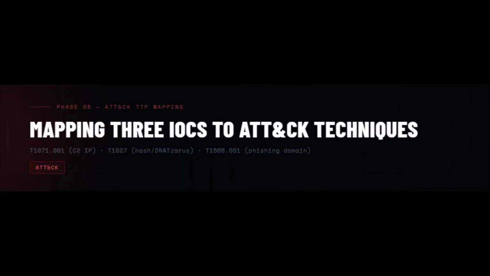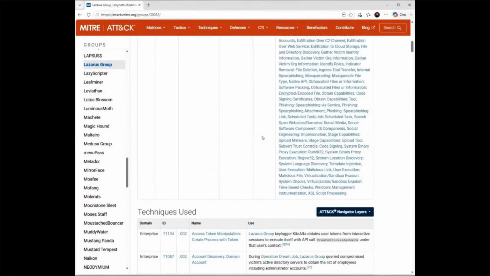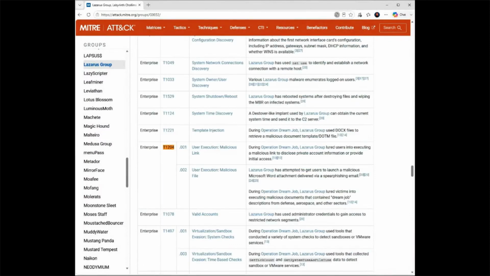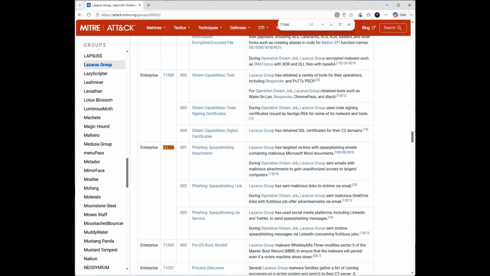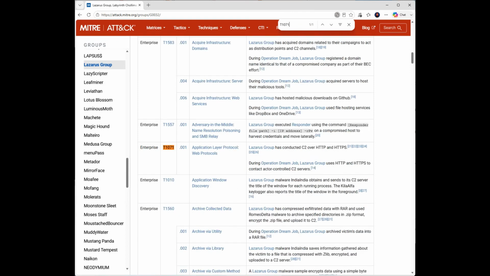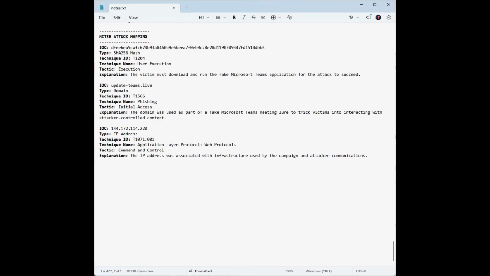In this phase, I'm mapping the indicators identified during the investigation to MITRE ATT&CK techniques. The file hash maps to user execution because the victim must run a malicious file. The domain maps to phishing because it is used to lure victims. And the IP address maps to command and control because it is associated with attacker infrastructure and communications.